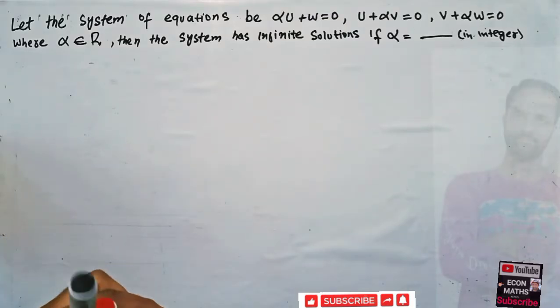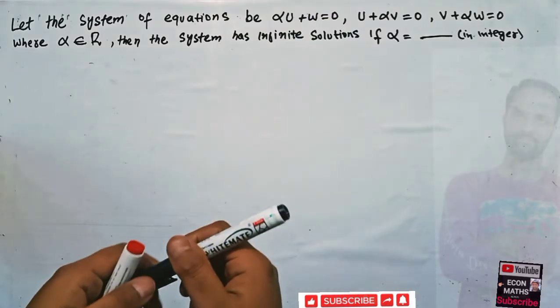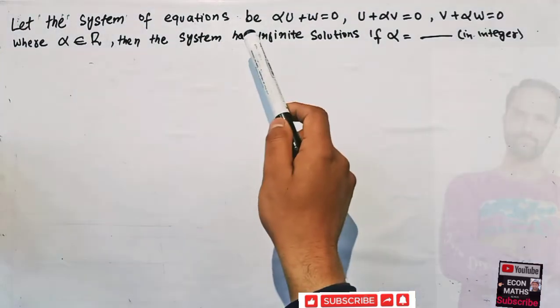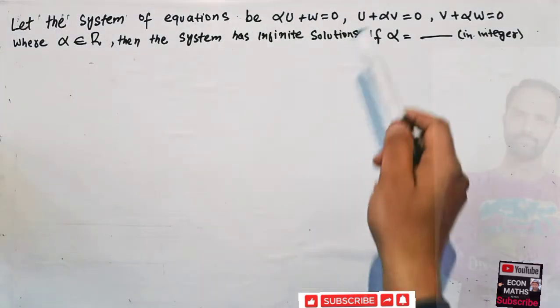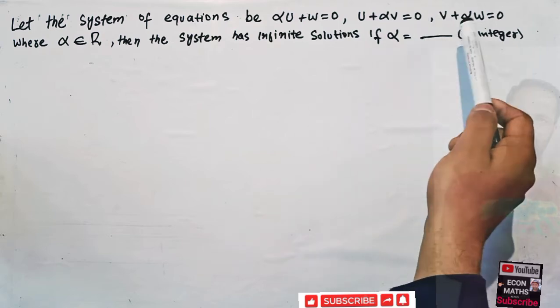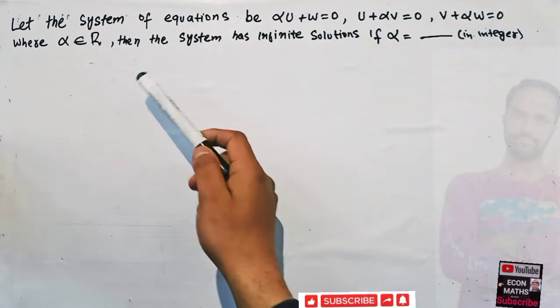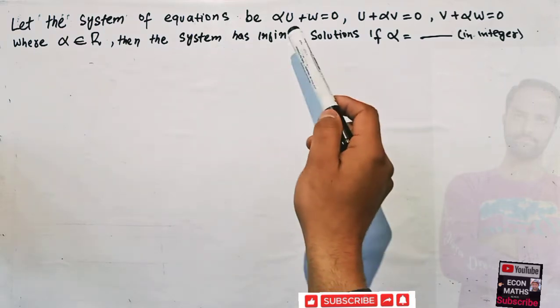Let us solve another question that was asked in JEE Mains paper of 2022. The question is like this. Let the system of equations be alpha u plus w is equal to 0, u plus alpha v is equal to 0, and v plus alpha w is equal to 0, where alpha belongs to real numbers. Then the system has infinite solutions.